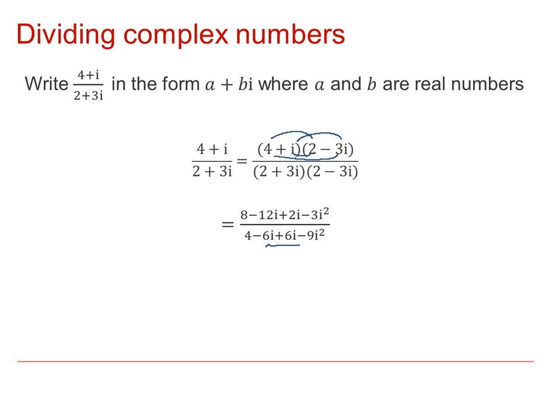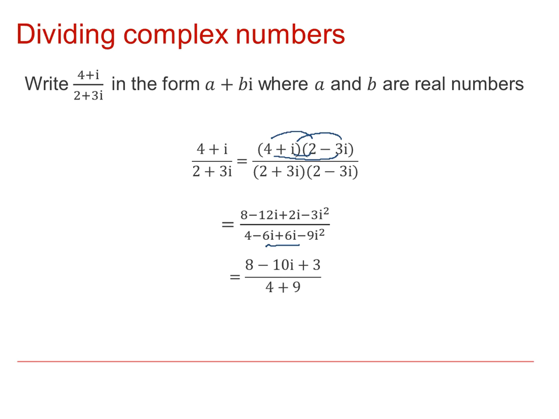If we look at the top line first, the numerator, we can see there we've got two real numbers, 8 and minus 3i squared. So minus 3i squared is plus 3. So we've got 8 plus 3 is 11, and then the imaginary numbers are minus 12i and plus 2i, so in total minus 10i. The bottom line is just 4 plus 9.